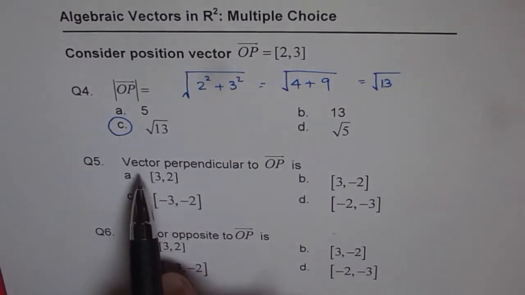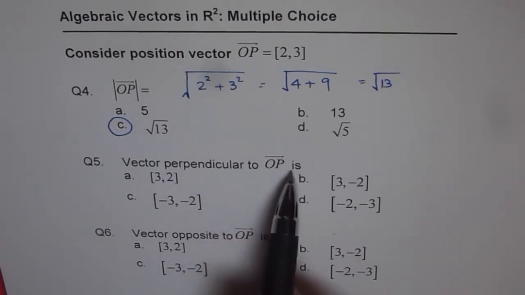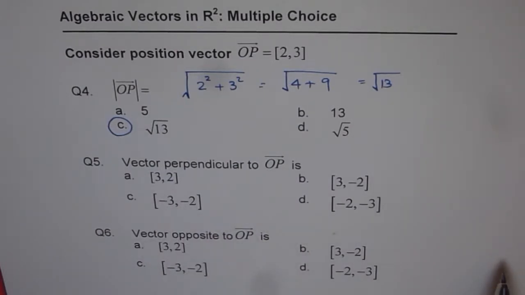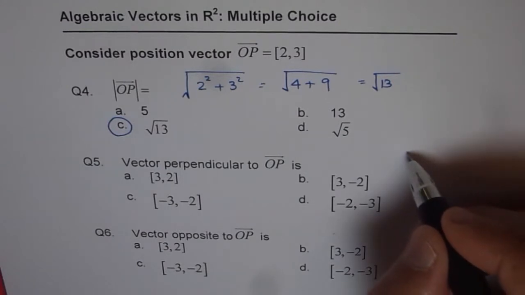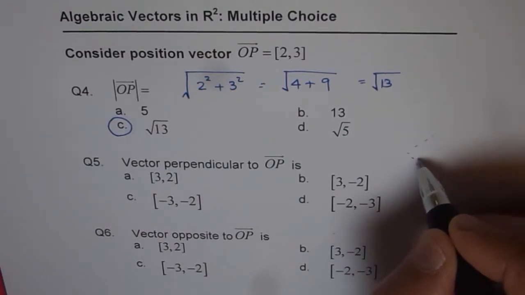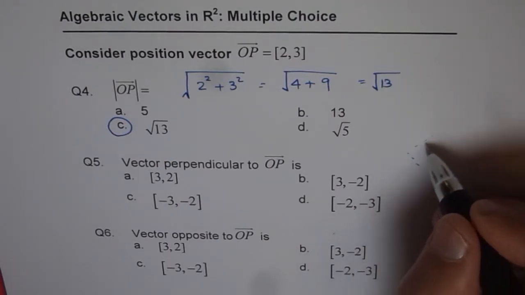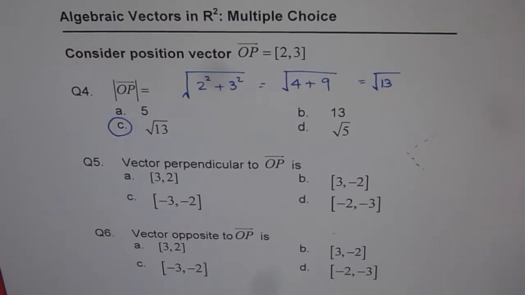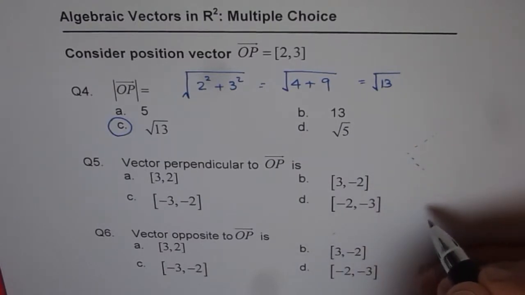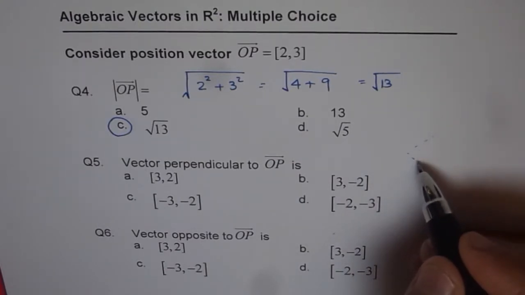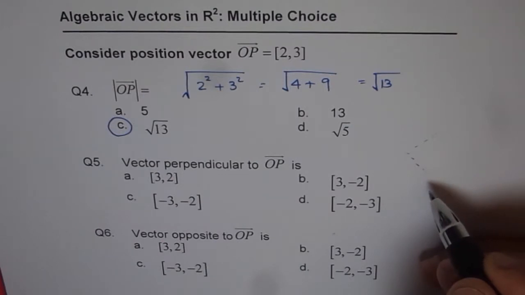Now question number 5, vector perpendicular to OP, is what? If you have a vector in a particular direction, then the perpendicular vector will have direction numbers so that when you dot product them, you get 0, right? That is one way of looking at it. The second way is you can rotate them 90 degrees. If you rotate a vector 90 degrees, you get perpendicular vector.